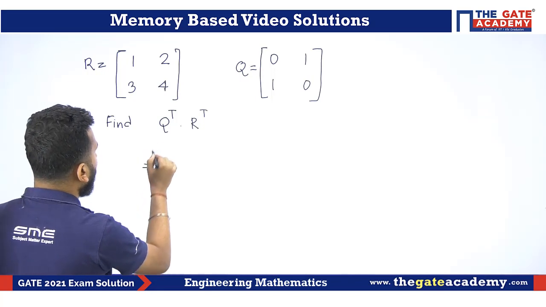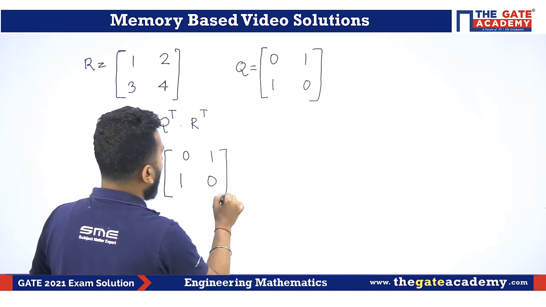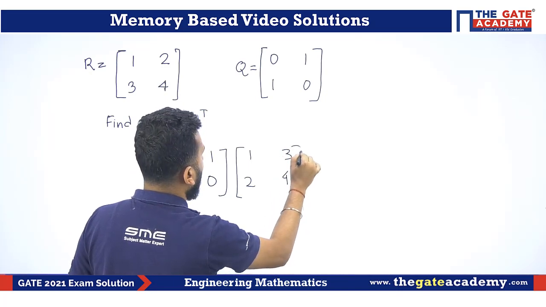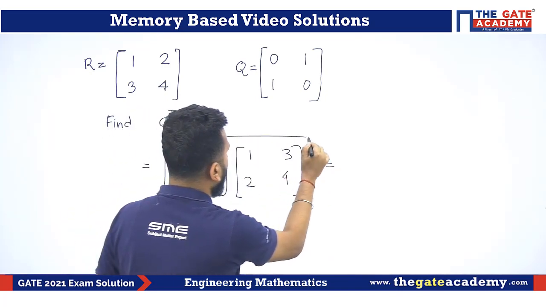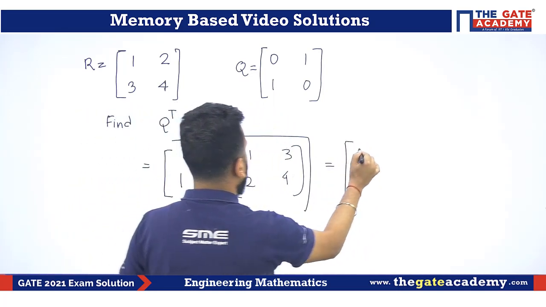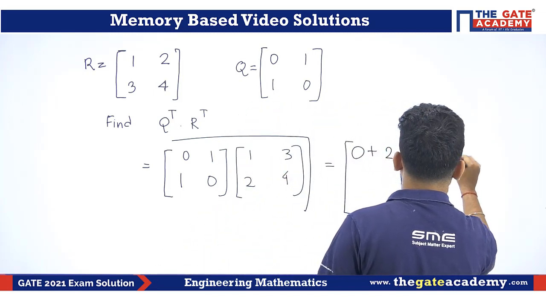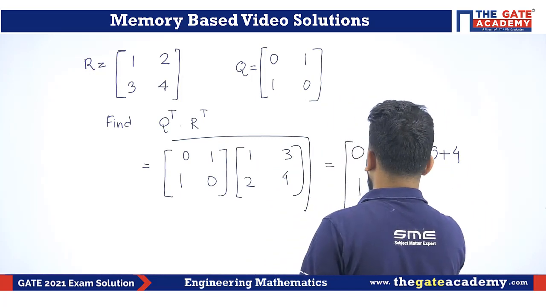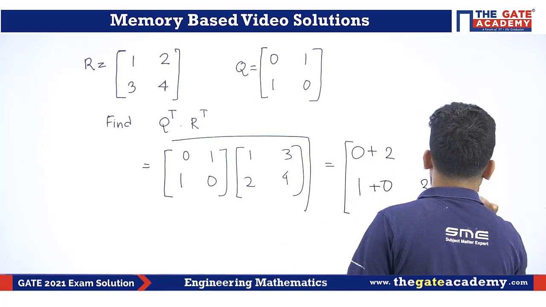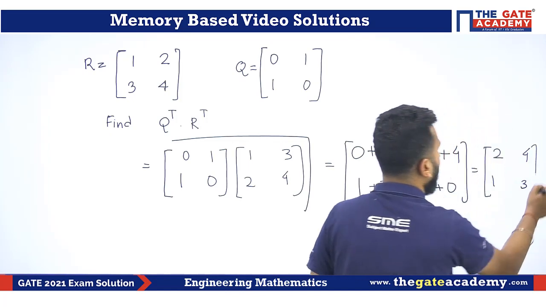Directly write this as Q of t is what? Q of t is 0, 1, 1, 0, and R of t is 1, 2, 3, 4, right? And if you multiply it, I hope you know the method. We multiply in an inverted L fashion. It is 0 plus 2, again it is 0 into 3, 0 plus 4, again it is 1 into 1 plus 0, and 1 into 3, 3 plus 0, and the final matrix you are getting is 2, 4, 1 and 3.